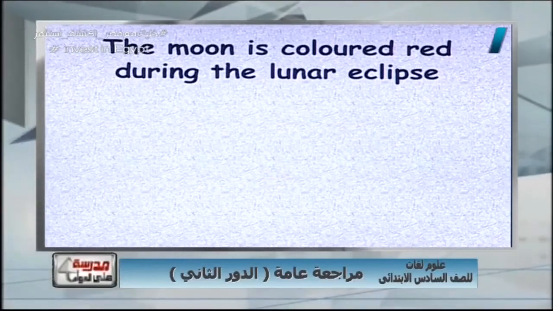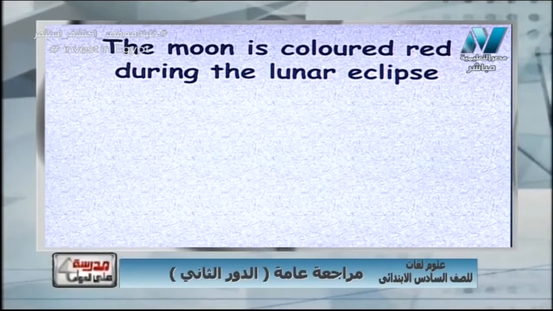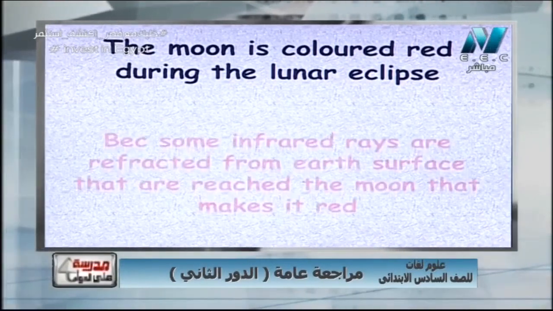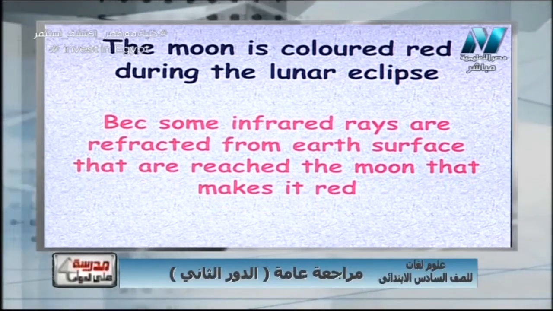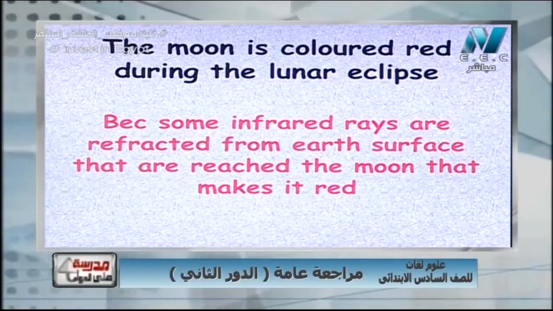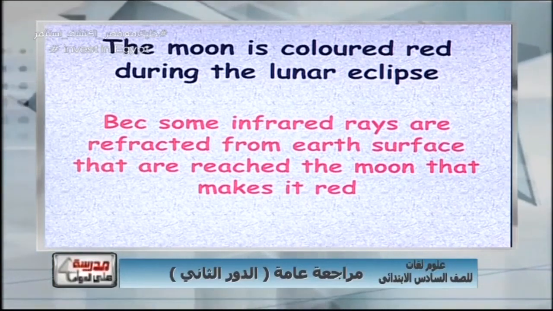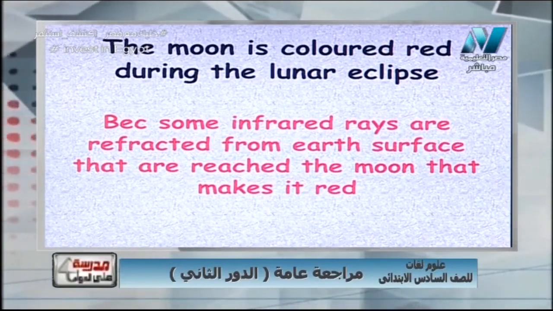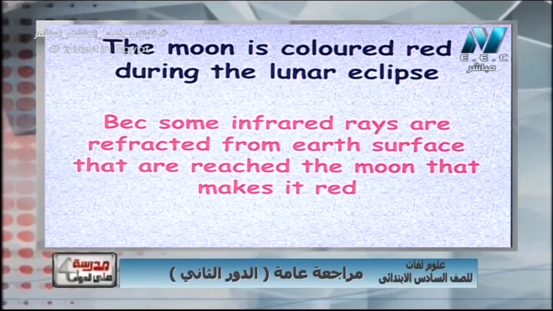The moon is colored red during the lunar eclipse. المون دايما بيبقى لونه بيتجه للون الأحمر أو بيحمر شويه في حالة اللونر إكليبس. ليه؟ سؤال يمكن يكون إجابته طويلة شويه لكن مهم جدا. Because some infrared rays are refracted from the earth's surface that are reached the moon that makes it red. Again, because some infrared rays are refracted from the earth's surface that are reached the moon that makes it red.